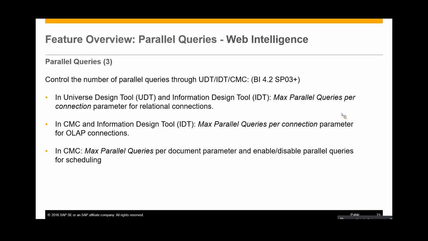Universe Design Tool and CMC, Central Management Console, as well as Information Design Tool. There is a parameter called max parallel queries per connection, and this is what can be set in order to limit the maximum number of queries per connection. So this is an associated feature with the parallel queries feature, for you to have control on the number of queries running in parallel depending upon your system conditions.